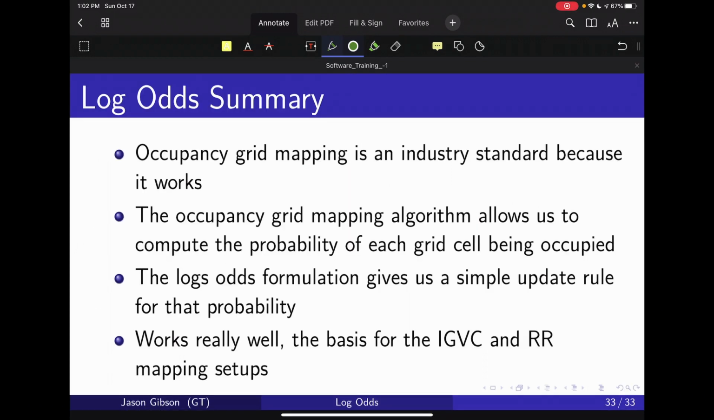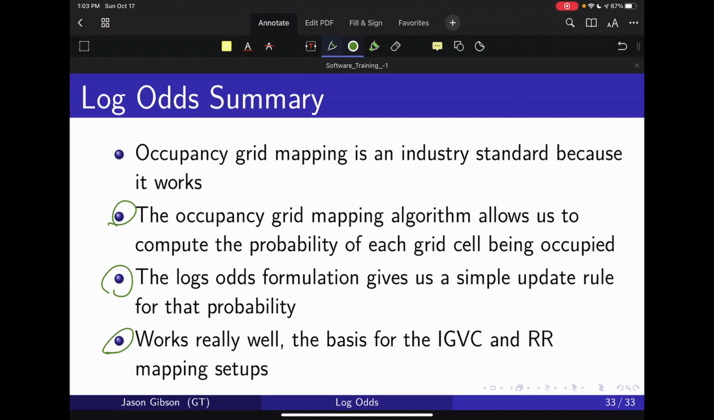So in summary, the occupancy grid mapping algorithm is an industry standard because it works. And these are the ideas of why it works. The occupancy grid mapping allows us to compute the probability of each grid cell being occupied. This is really nice. We get a true Bayesian representation of the probability. And the log odds formulation gives us a simple form to update that probability. We can update this very quickly and in parallel. And this thing just works really, really well. That's why it's used in things like the Mars rover or in industry applications. And it's also the idea that's used in the IGVC and roboracing mapping setups.